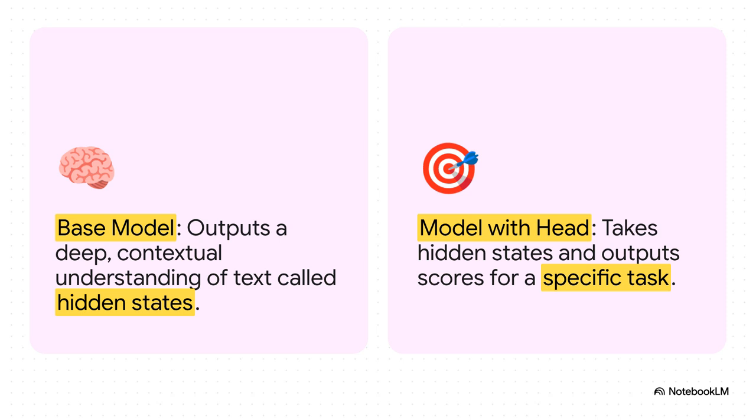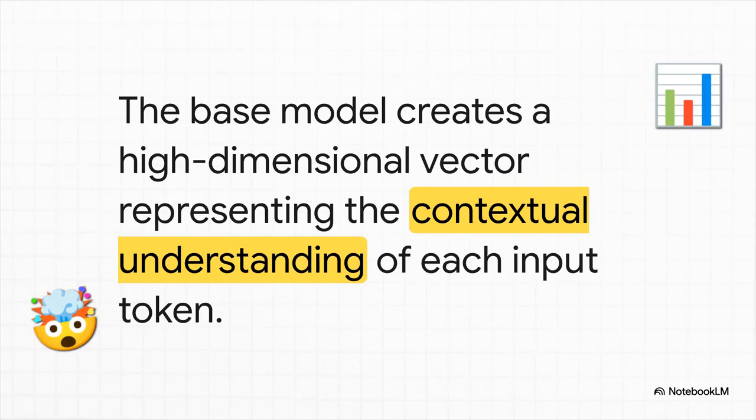That part is designed to do one thing: give us scores for positive and negative. And when I say this understanding is deep, I'm not kidding. For every single one of those little tokens we made, the base model creates a huge vector of numbers. So it's not just looking at the word waiting and saying that's a verb. No, it's capturing everything about what that word means in this exact sentence.